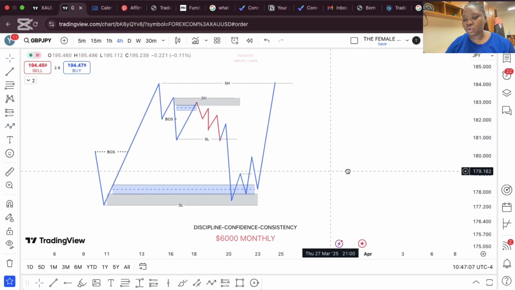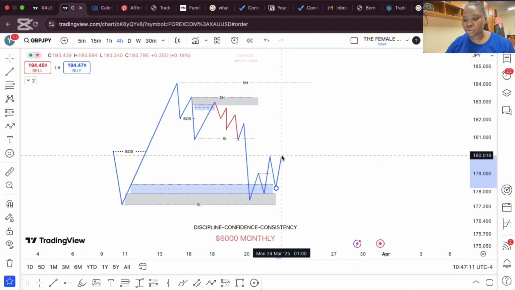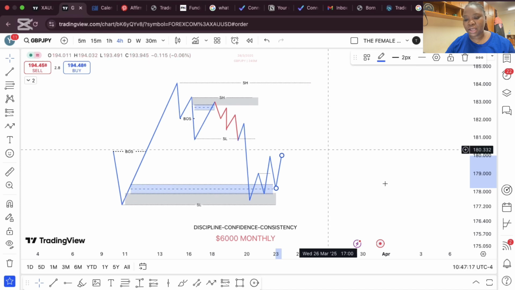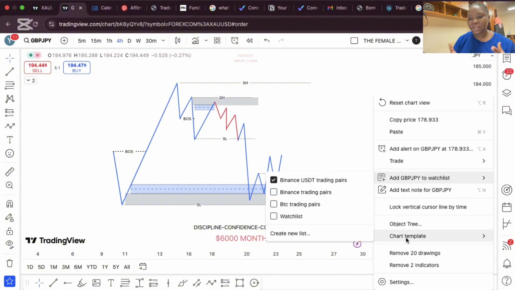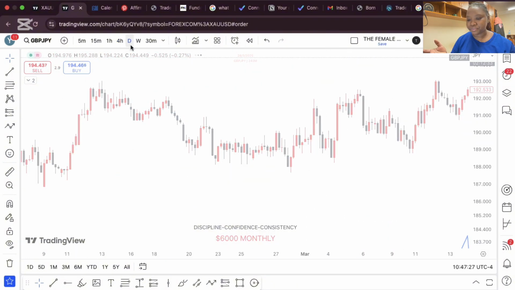That does not mean I'll hold up to here because it's going to take days, but I can actually hold up to here, target this high, then wait for another break of structure to the upside, then enter at retracement, then target again. This is literally how it is. Now let me take you to the actual chart so you see how everything is.